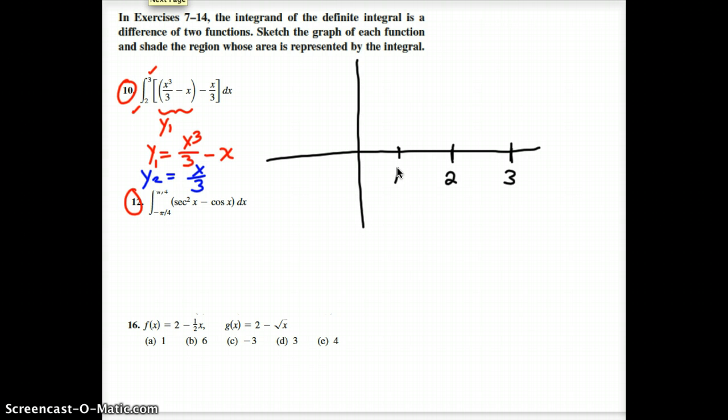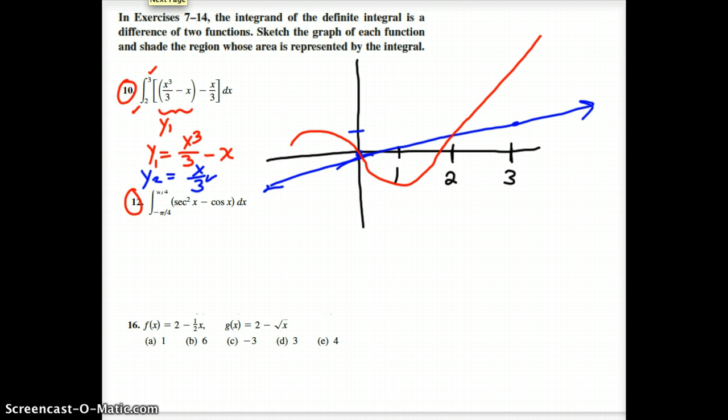Well, the blue function, the linear one, is easy enough to graph. It goes through (0, 0), and it has a slope of 1/3. So the linear function is heading like this. For the cubic one, if I were you, I would take out your graphing calculator. So I'd pause this, go get your graphing calculator, and graph it. And you're going to see that it goes like this. And then it kind of comes down like this, and then goes up. And you are to find the area between 2 and 3. So you would be actually finding this region.